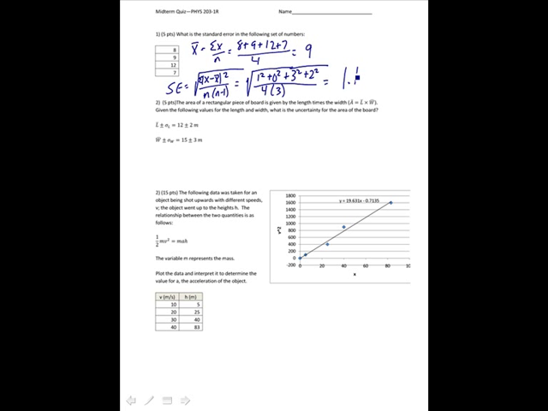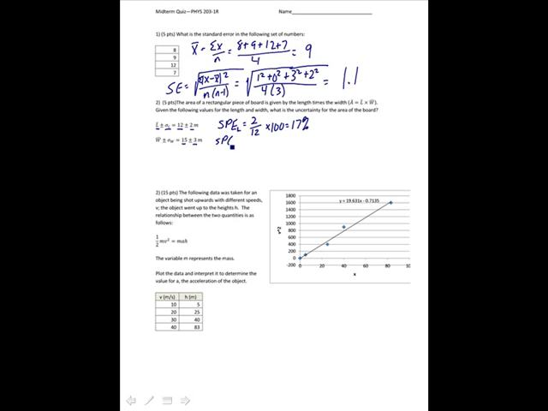Given the area of a rectangular piece of board, it's given by length times width. Given these values for the length and width, what is the uncertainty for the area of the board? So I have the average length and the standard error given here, and the same for width. So I need to calculate first the standard percent error for the length, and that is the standard error, which is 2, divided by the average times 100, so that's equal to 17%.